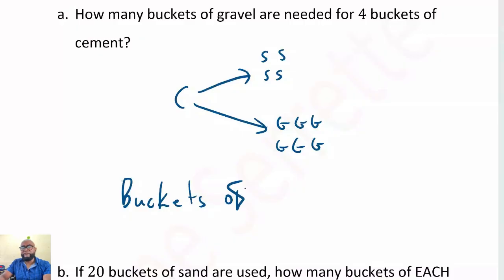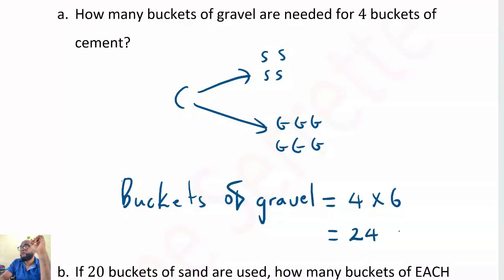Buckets of gravel will be equal to 4, because it's 4 buckets of cement, by 6, listen, 6 gravel to every 1 cement. So that will be 24 gravel. Everybody good there? Everybody good there, my children? Yep. Nice.